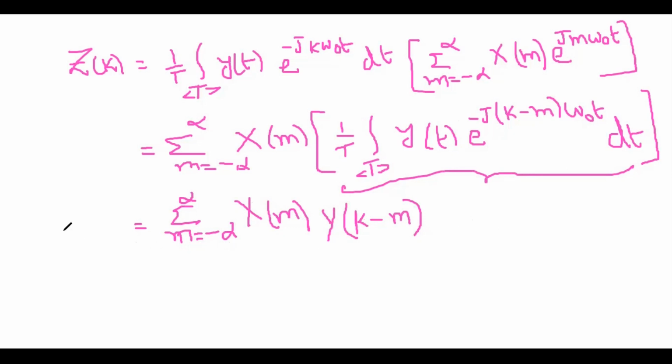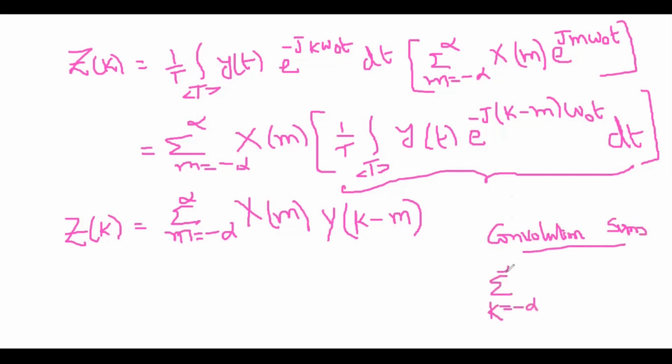See, this is the equation: z of k is equal to the convolution sum. The convolution integral is the integral of x of tau, y of t minus tau, d tau. As a convolution sum, we say convolution sum. What is the convolution sum? The sum of k equal to minus infinity to infinity, x of k, not a small letter, it is a capital letter.